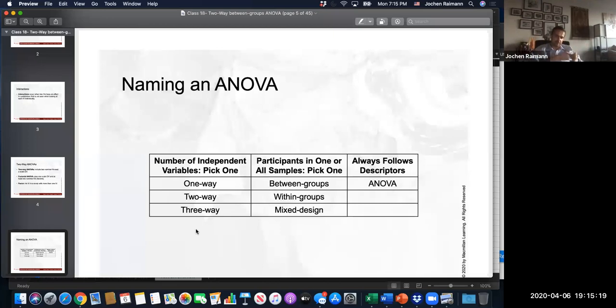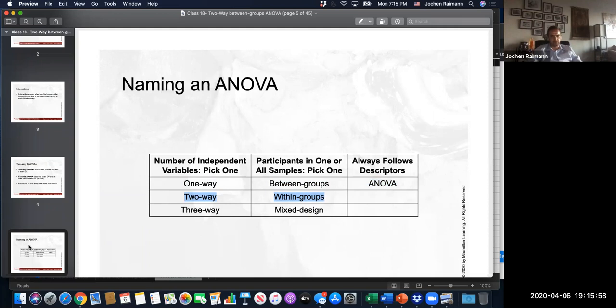Between groups means it's the same individual in one group, and a different individual in another group. Within groups means it's one individual, at different time points, reacting to different questions or different situations. So within groups, there's the same subject. Then you have a mixed design, where you have a mix of all these components. This is how you assemble the one-way within groups, two-way within groups. This is the nomenclature used for ANOVA.